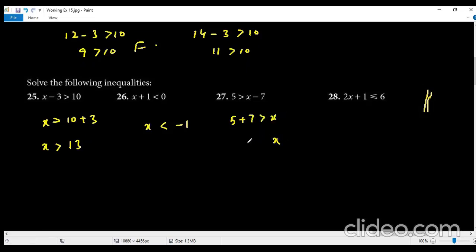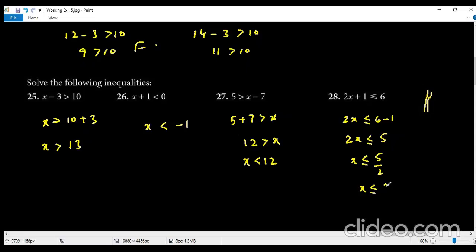That means the value is going to be 12. Okay. Now when it comes to 27, we are going to write x is less than 12. When it comes to 28, it's going to be 2x less than or equal to 6 minus 1. So 2x less than or equal to 5. That means x value is less than or equal to 5 over 2, which is x is less than or equal to 2.5.